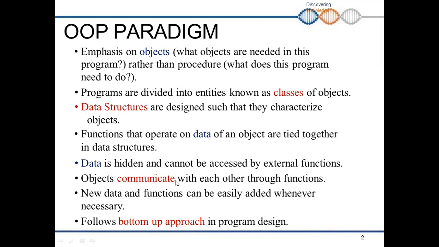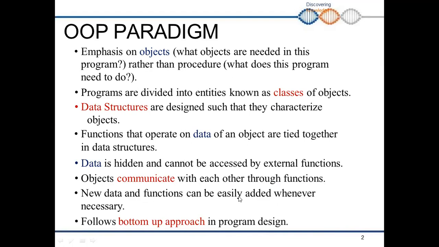As we studied in our last PPT, we can make it public, private, and protected. So data is hidden and cannot be accessed by external functions. If our data is private, then no external function can access it. Objects communicate with each other through functions. So an object can communicate with another object and with classes through functions. We will study in detail during our practical work how objects communicate with another class or object.